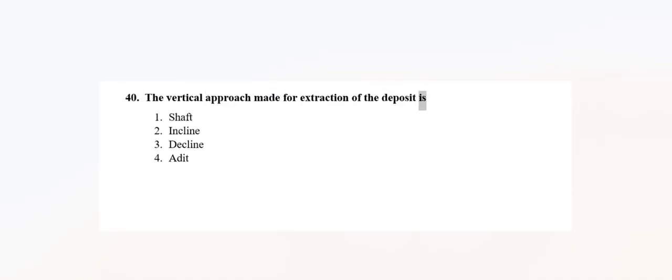40. The vertical approach made for extraction of the deposit is shaft, incline, decline, adit. The option 1 is the correct answer.